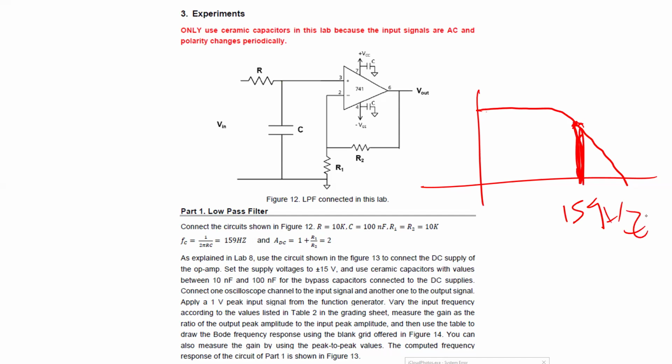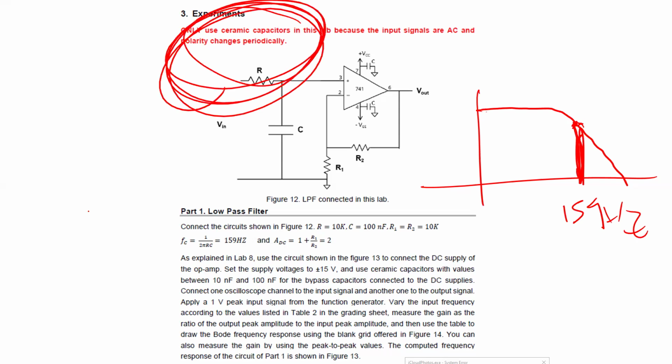Very important, guys, in this lab you have to only use ceramic capacitors, because the input is AC and the polarity changes. If you use an electrolytic capacitor, the polarity is going to change. You see what I'm saying? Positive becomes negative, negative becomes positive. So here you must use ceramic capacitors. Okay.